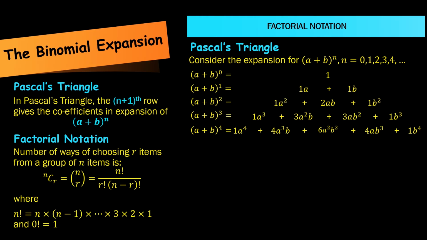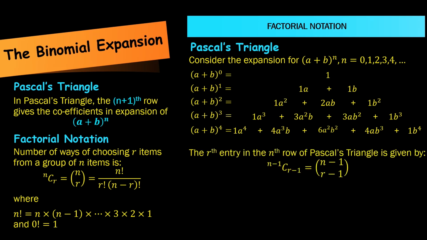where n factorial equals n times n minus 1 times all the way down to times 3 times 2 times 1. And as a convention, 0 factorial is equal to 1. This is also extremely useful in calculations, otherwise they become problematic. You'll see this later on. We also know that one row depends on the previous row, and we also know that the rth entry in the nth row of Pascal's triangle is given by n minus 1 choose r minus 1.